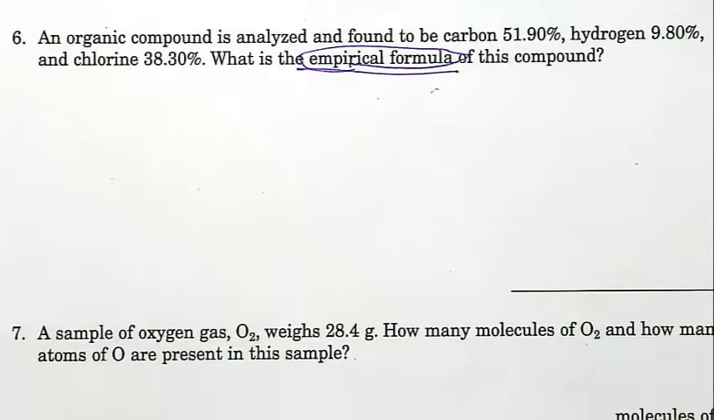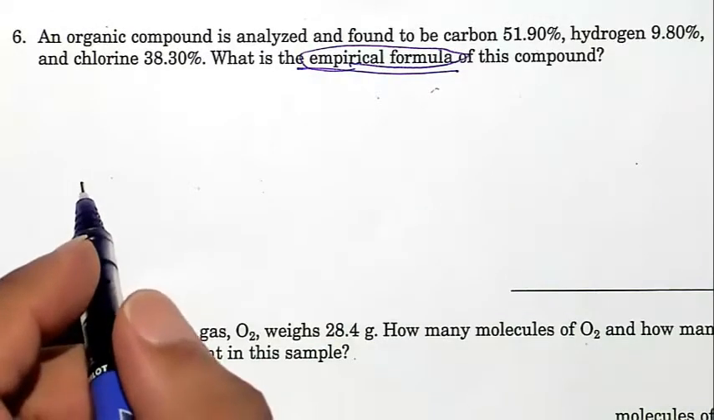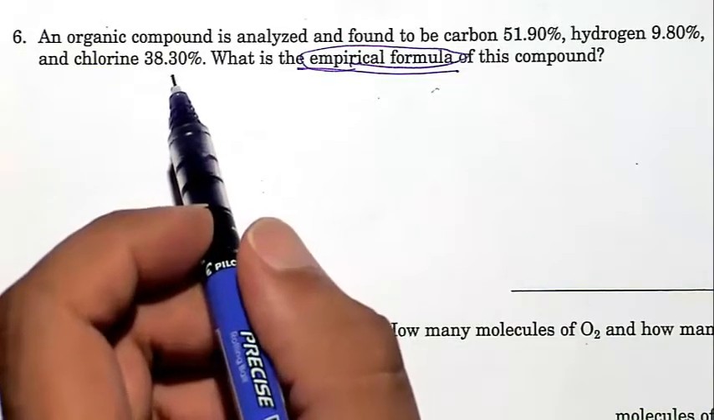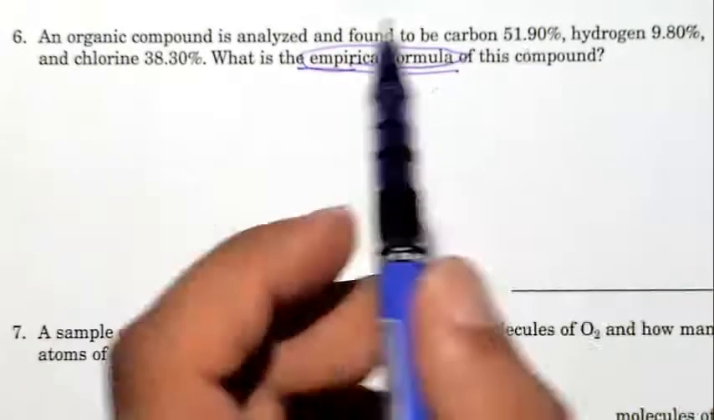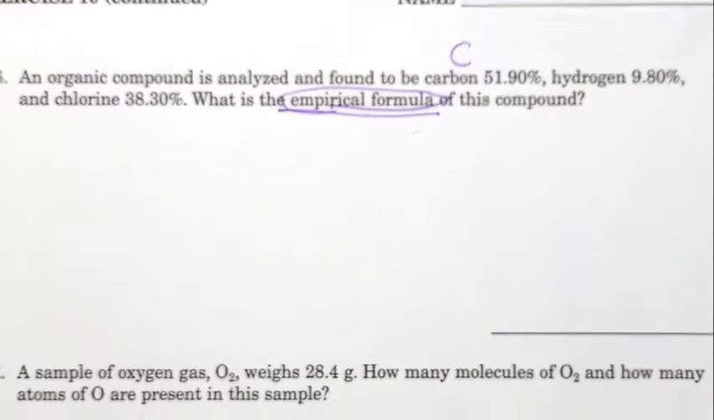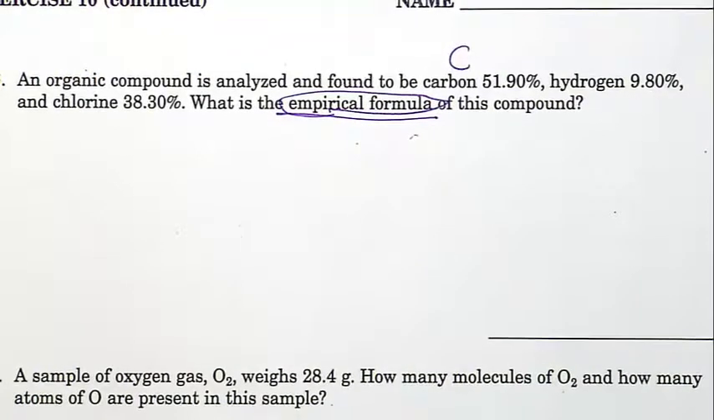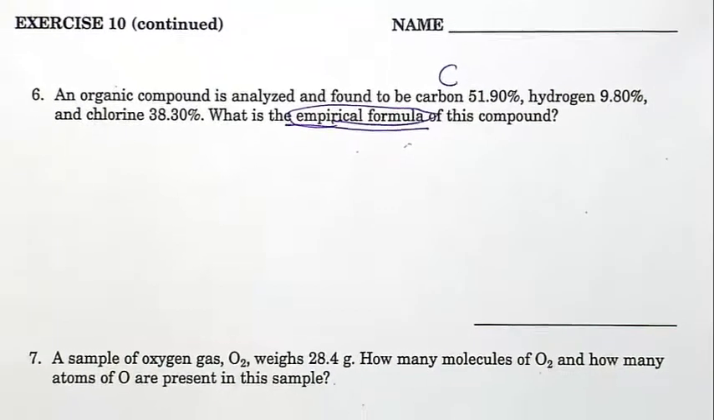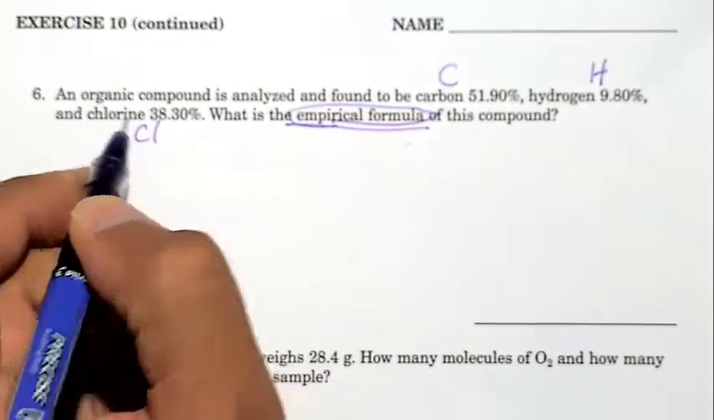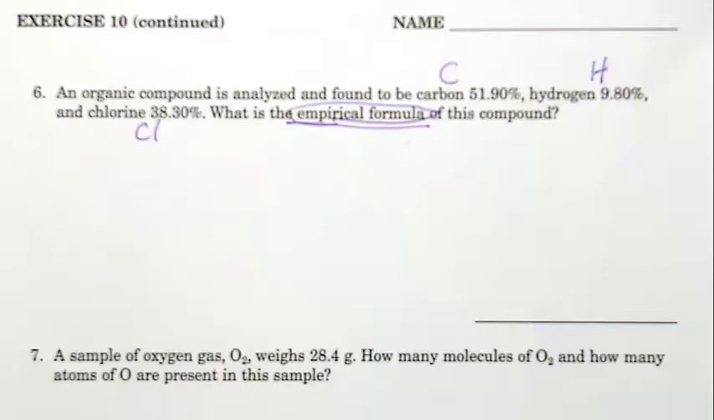It's called the empirical formula, and you'll encounter this a lot in other chemistry classes, and it's a good question that can be posted on a lab, an organic or an exam or a quiz. An organic compound is analyzed and found to contain 51.9% carbon and 9.8% hydrogen and 38.30% chlorine. So what is the empirical formula of this compound?